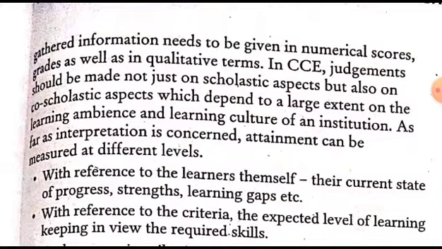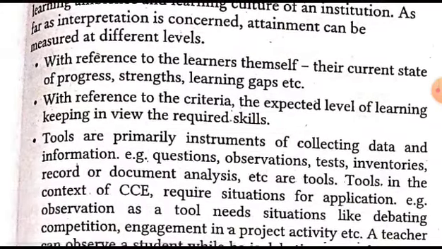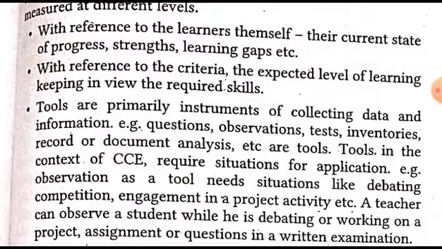In CCE, judgments should be made not just on scholastic aspects but also on co-scholastic aspects, which depend to a large extent on the learning ambience and learning culture of an institution. As far as interpretation is concerned, attainment can be measured at different levels with reference to the learners themselves, their current state of progress, strengths, learning gaps, etc. With reference to the criteria, the expected levels of learning, keeping in view the required skills.